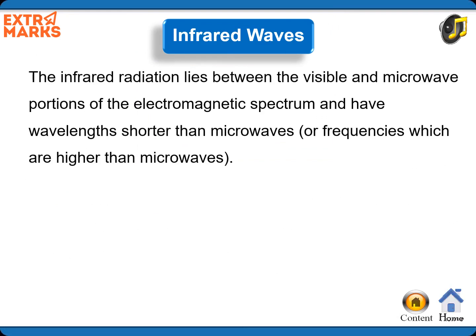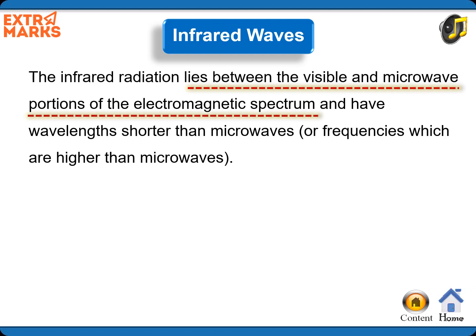The infrared radiation lies between the visible and microwave portions of the electromagnetic spectrum and has wavelengths shorter than microwaves. These are also known as heat waves.